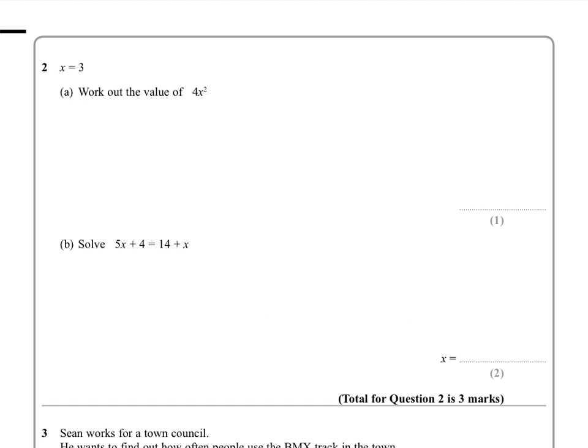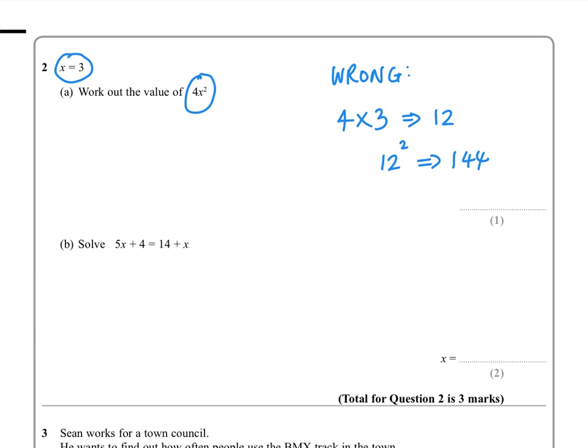Here we have to work out the value of an expression, 4x squared, when x is equal to 3. So first of all, let's look at what a wrong answer could be, and that is, so I write wrong here, and that would be doing 4 times 3, which is 12, and then squaring the 12 to get 144. That would be wrong.